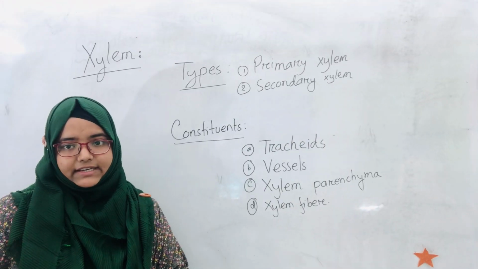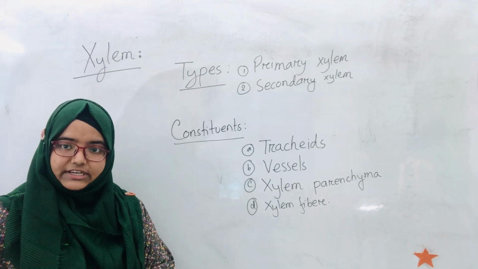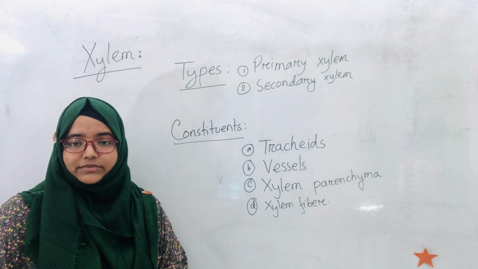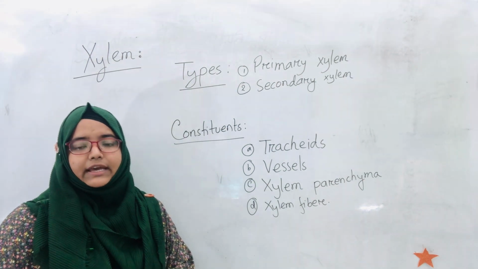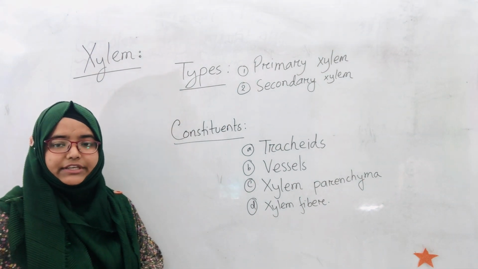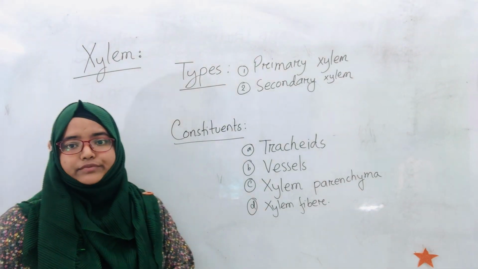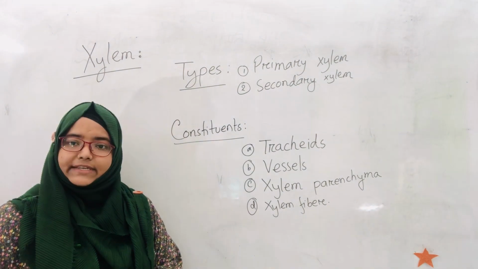So let us have an idea about xylem. Xylem is actually of two types, primary xylem and secondary xylem. Primary xylem is developed during the development of procambium and secondary xylem is developed during the development of vascular cambium. Again, primary xylem can be of two types, protoxylem and metaxylem.